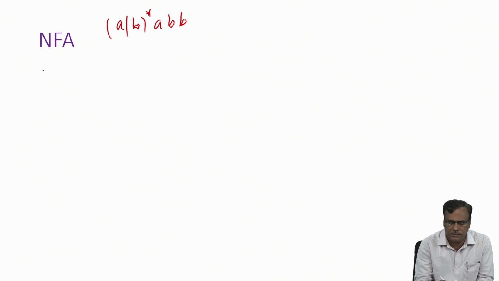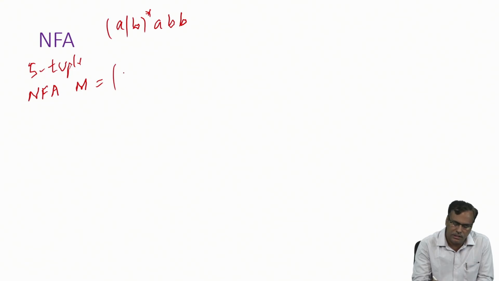First of all, this NFA is a 5-tuple. It is denoted like this. If I use a short symbol for denoting this NFA, say M is a 5-tuple. What is this 5-tuple? It is capital Q, sigma, delta, the start state, and a set of final states.